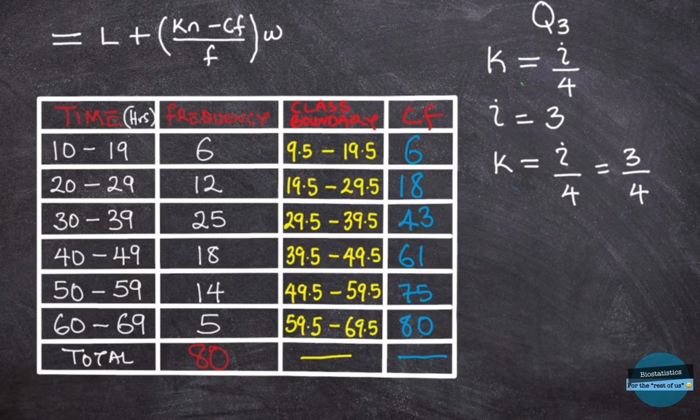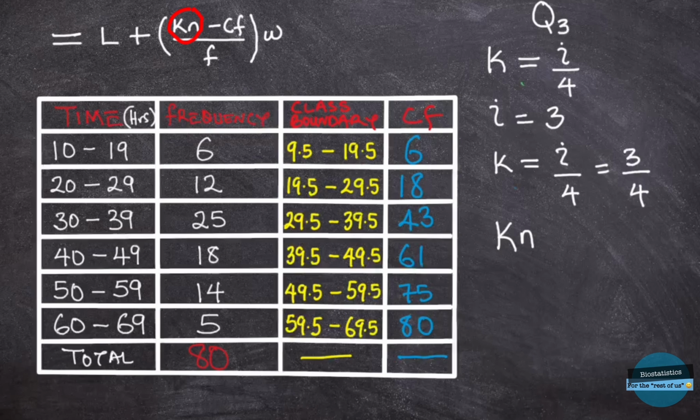So we need to also determine the quartile class. That's the class that the quartile value falls in, and that's the class that we'll be using for most of our calculations, because you can see for the formula, a lot of aspects of the formula relate to the quartile class. Alright, so we go to Kn. Kn will help us to determine the quartile class.